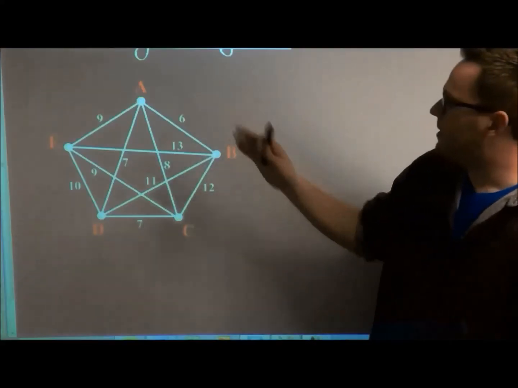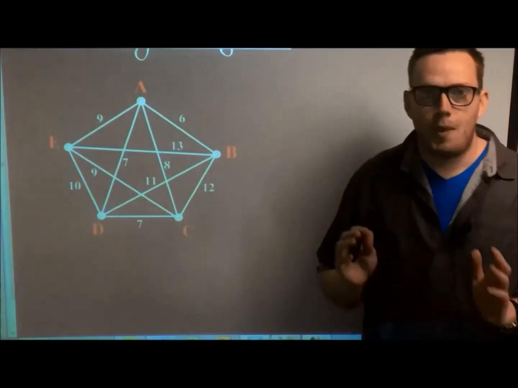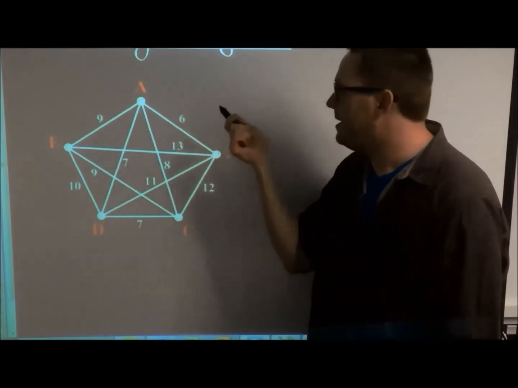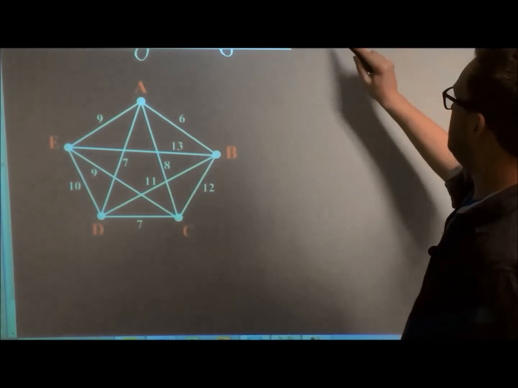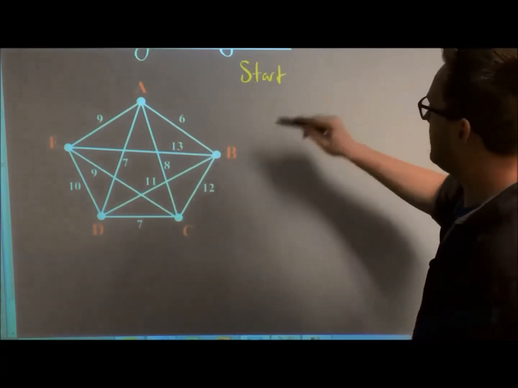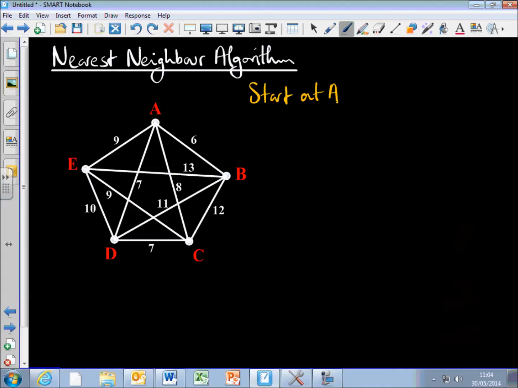Okay, so the nearest neighbour algorithm is an algorithm that is going to tell us the upper bound. And it does exactly what it says on the tin really. It's the nearest neighbour algorithm. So we're going to start at a particular vertex. So we're going to start at A. And then what we do is we go from A and we travel to the nearest neighbour. So we travel to the nearest vertex which is connected to A. So we're going to go A to B, because that's just 6. So A to B is 6.